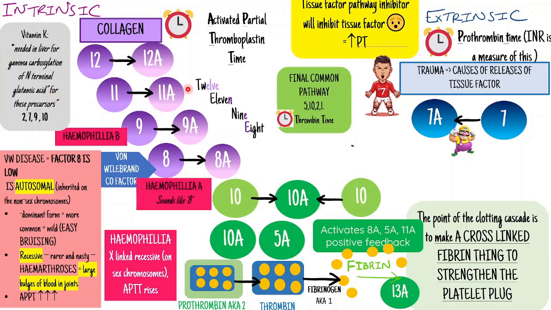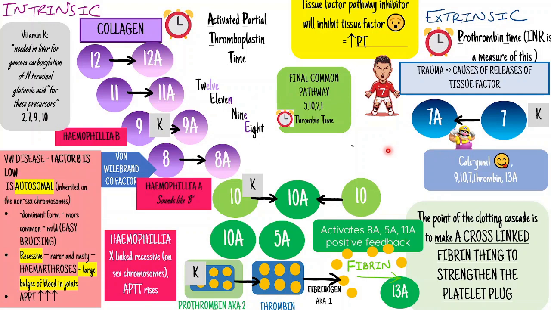It's essentially needed to make the precursors for factors 2, 7, 9, and 10. So I've just put a K by the factors that require this. So learn this, please. Learn the ones that require vitamin K. The way I can remember it, maybe this is helpful, maybe not: remember that 2 plus 7 is 9. But if you're bad at maths, you might think it's 10 as well. So 2, 7, 9, 10 are vitamin K.